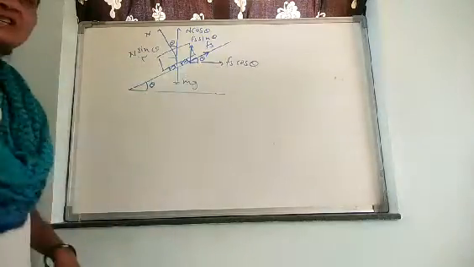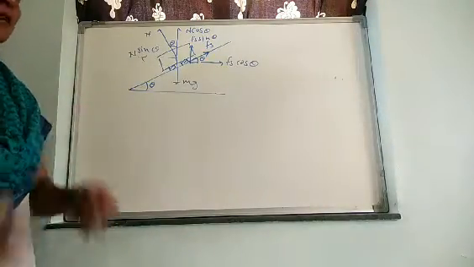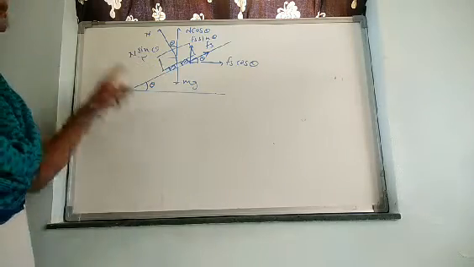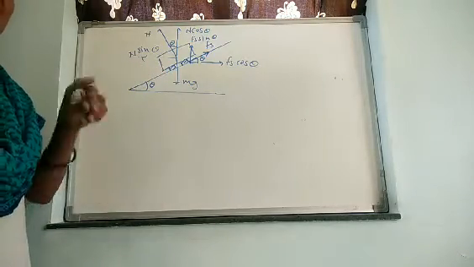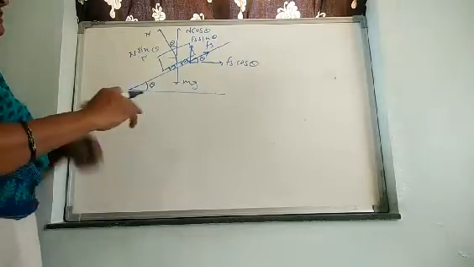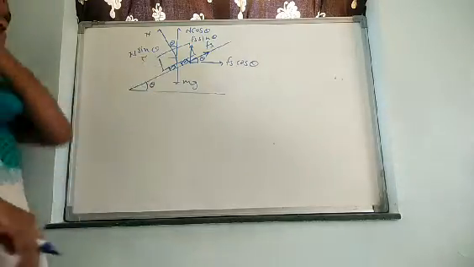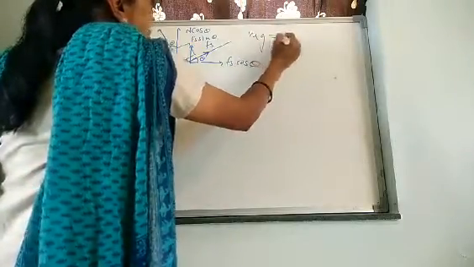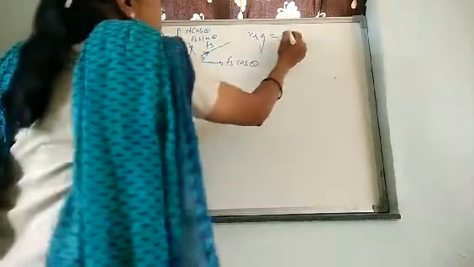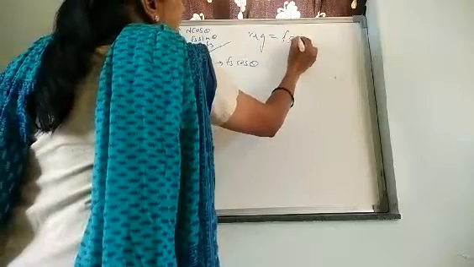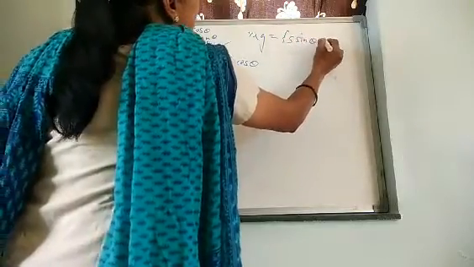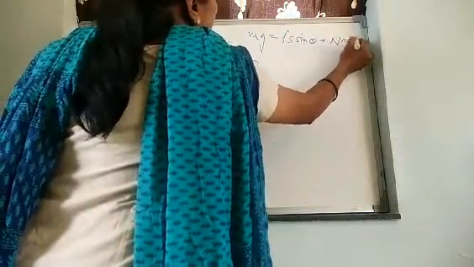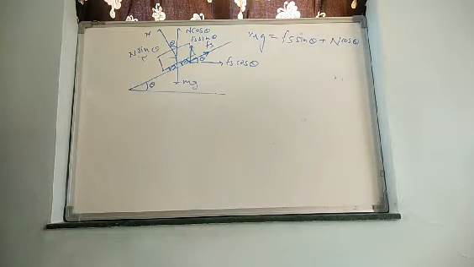These two forces play an important role in the centripetal force. That means these two forces balance the centrifugal force. From this diagram, we can write two equations, and these two equations are very important. That is, mg is equal to Fs sine theta plus N cos theta.